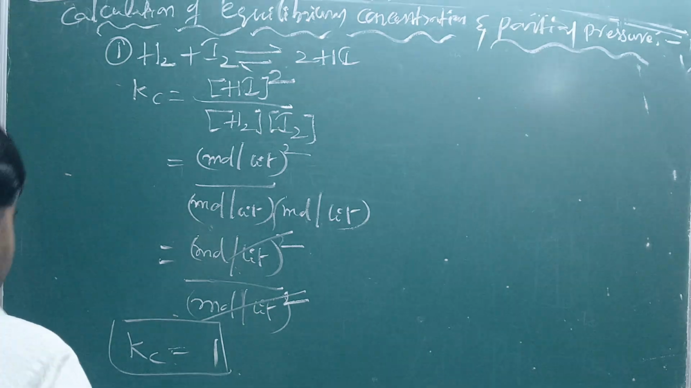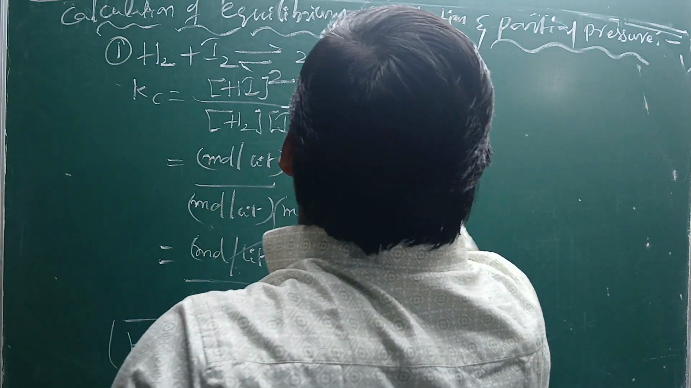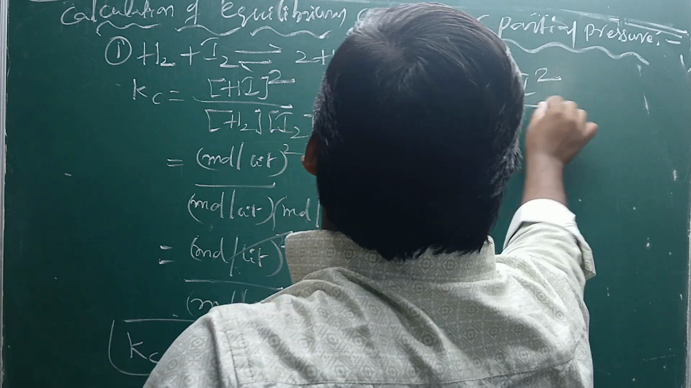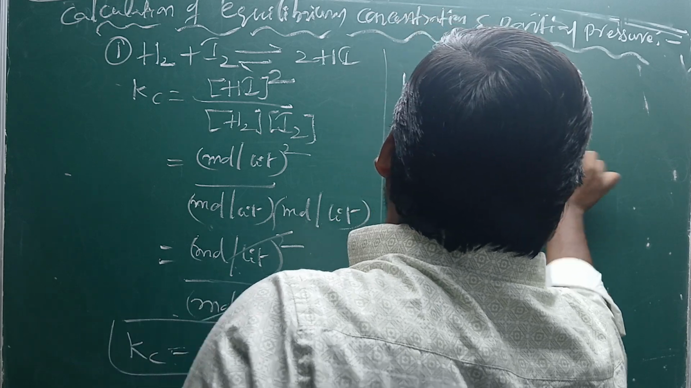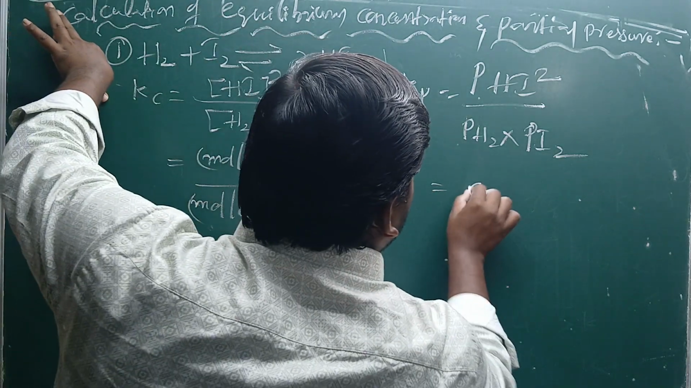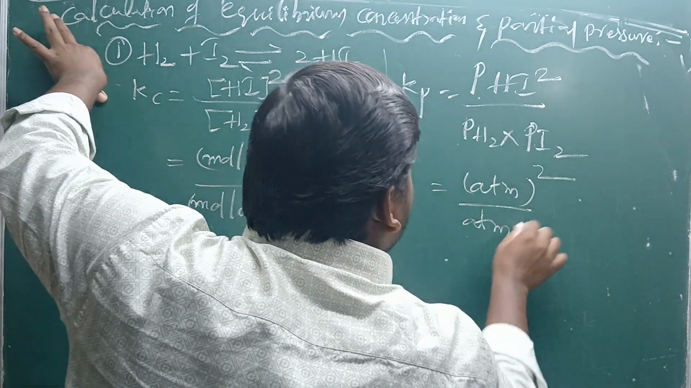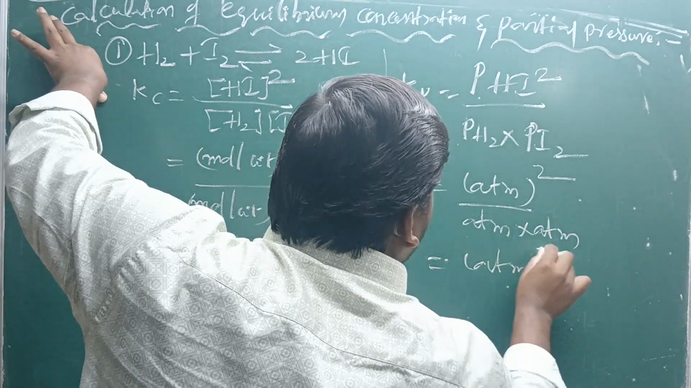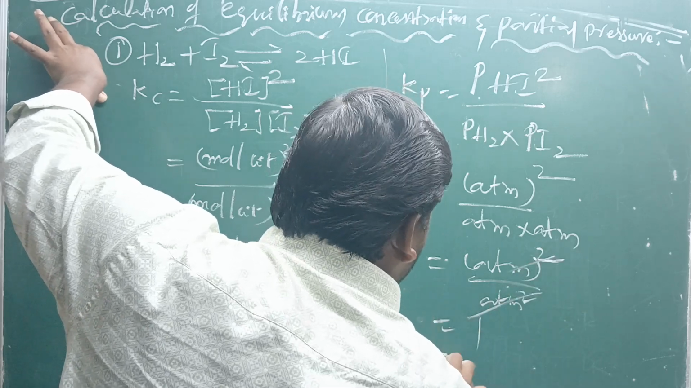If you take Kp also, what is the Kp in this reaction? Kp is equal to partial pressure of HI whole square by partial pressure of H2 into partial pressure of I2. What is the unit of partial pressure? The unit of partial pressure is atm. Atm whole square by atm into atm, that is atm square by atm square, which gets cancelled. Kp also has no units.